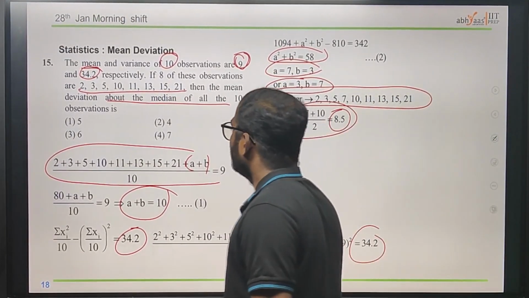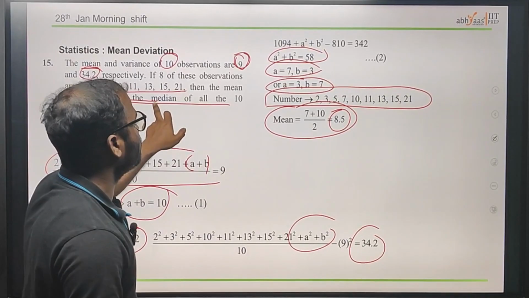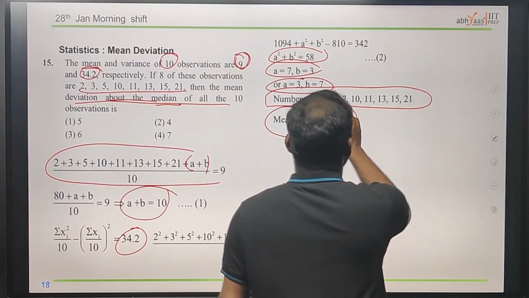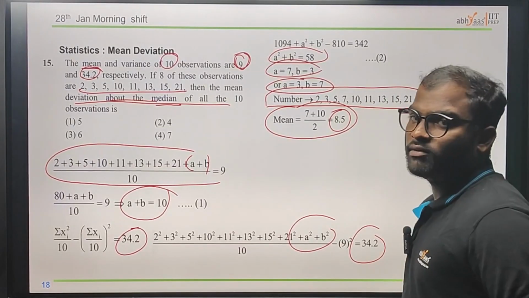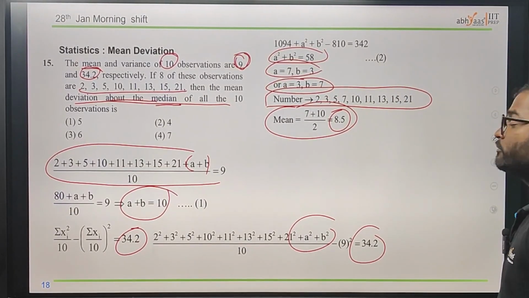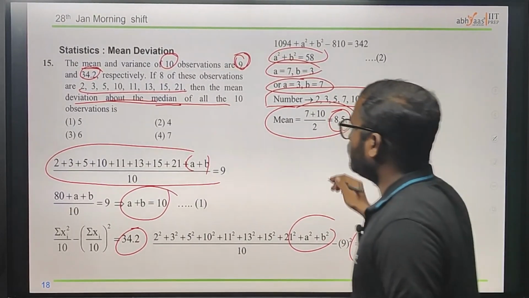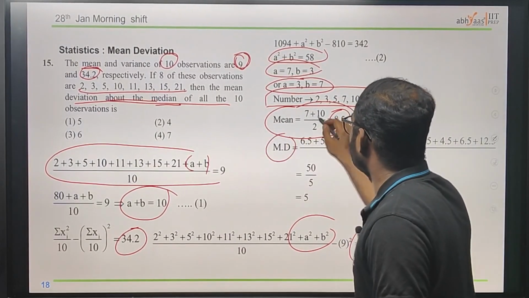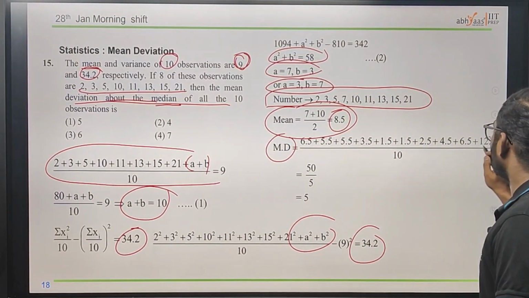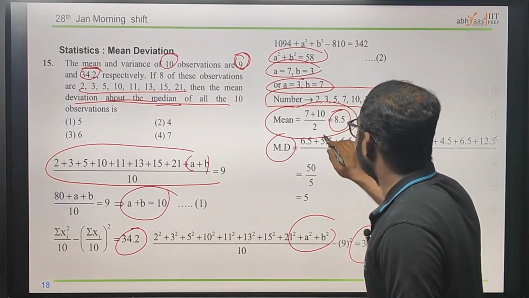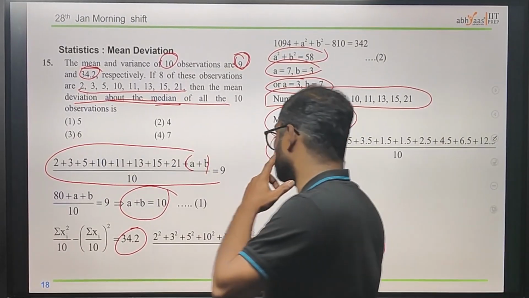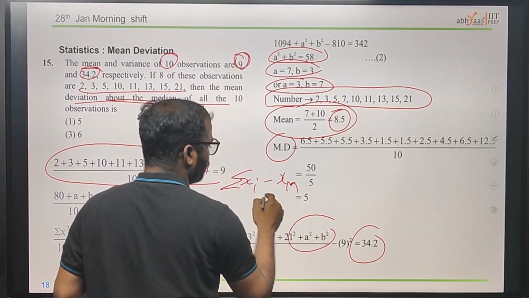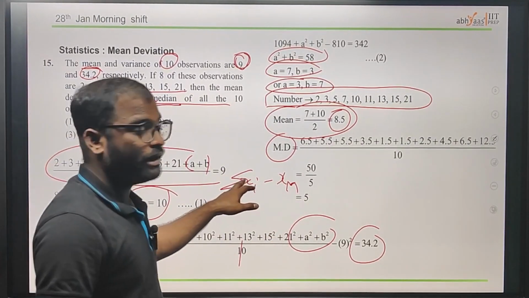Now for the median of all 10 observations, we have to see how many observations we have. There are 10, so for that reason the median is (n1 plus n2) divided by 2, which is 8.5. Now we will find the mean deviation about the median, which is the summation of xi minus the median. I hope you understood what I am saying.